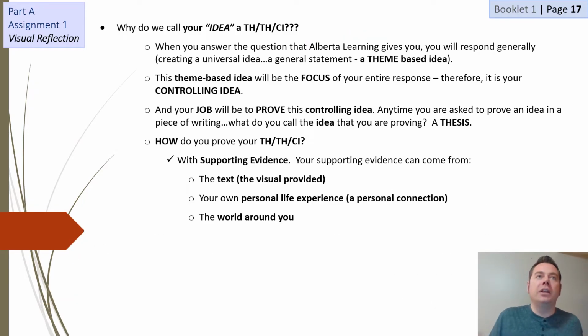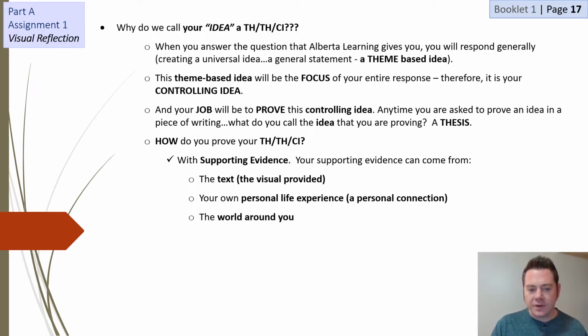So now why are we calling your idea THTHCI, or theme thesis controlling idea? When you answer the question that Alberta Learning gives you, you'll respond generally. So creating a universal idea, a general statement, a theme-based idea. This theme-based idea will be the focus of your entire response. Therefore, it is your controlling idea because it's controlling your response. And your job will be to prove this controlling idea.